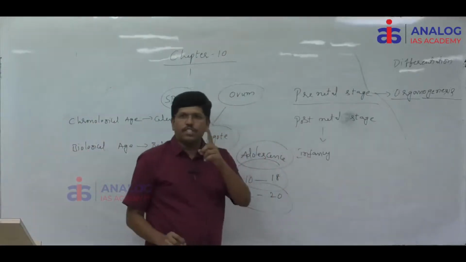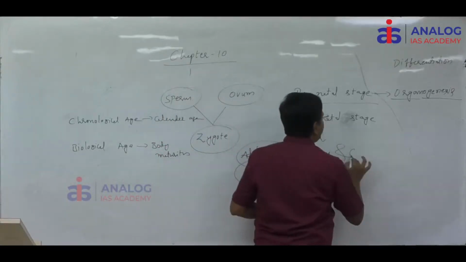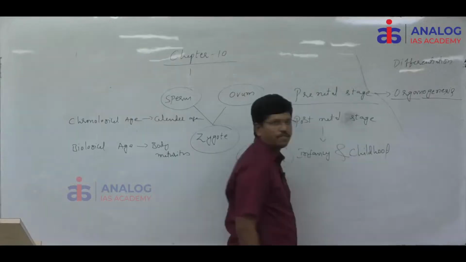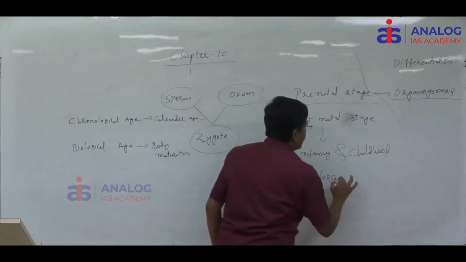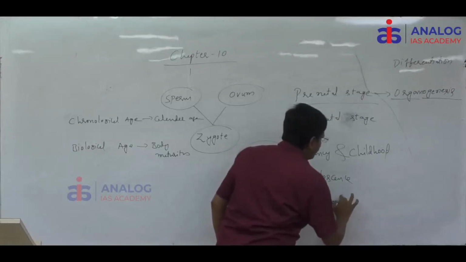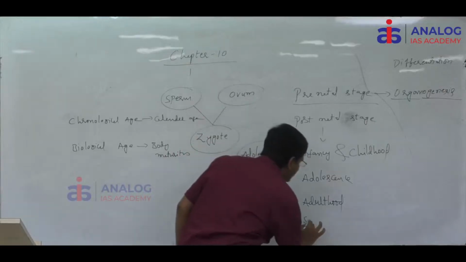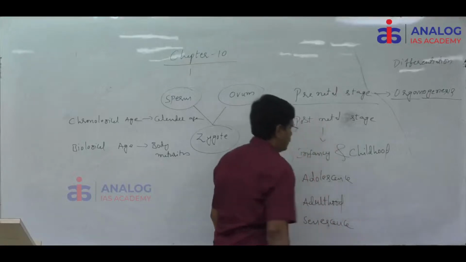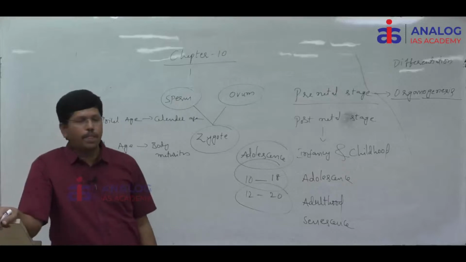But in childhood, the first 1 year of life is called infancy. That's why the first stage is infancy and childhood. Infancy is part and parcel of childhood only, the first 1 year. After that, adolescence. After that, adulthood. After that, old age, the age after 60 years, that is called senescence. These are the different stages in the life of a human being.